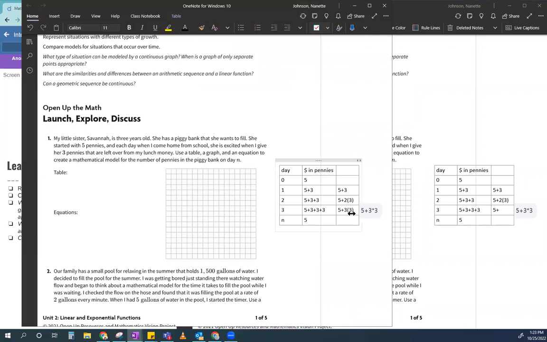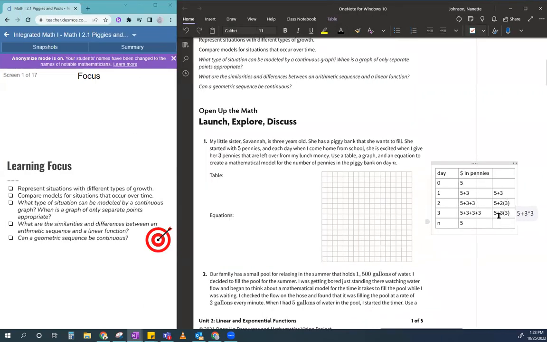So what I want you to look for, y'all, while I fix this, is what's staying the same here and what's changing here. What's staying the same here? So then I'm going to keep the 5. What else is staying the same?